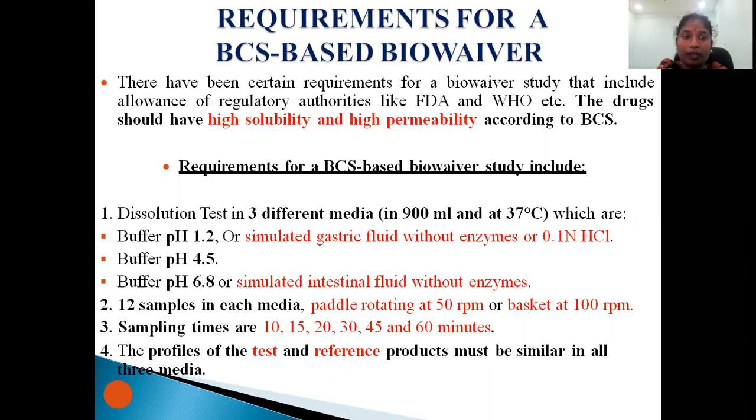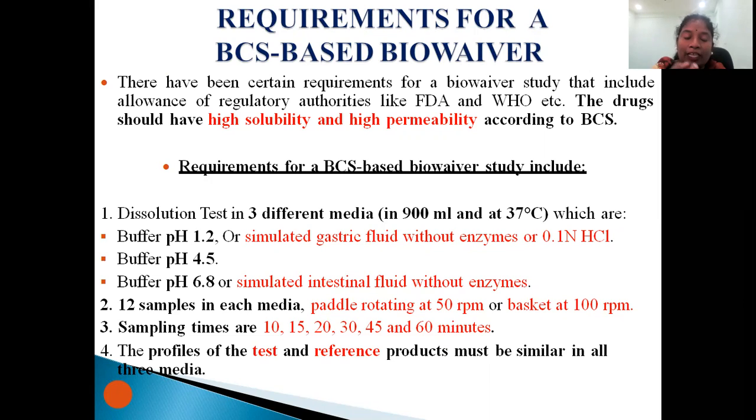So for the dissolution criteria, what tests do we have to perform? In the dissolution medium, how many ml do we have to take? 900 ml. Why only 900 ml? Our stomach capacity is 1 to 1.5 liters, so approximately we are taking 900 ml. Our body temperature is 37 degrees, so that's why we maintain 37 degrees in in vitro studies also. Whatever the in vivo condition, our body conditions, we maintain the same outside also.